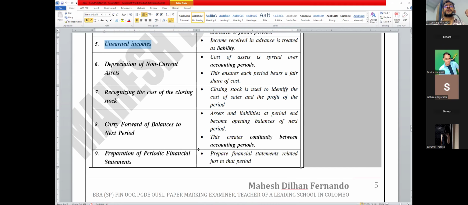Depreciation of non-current assets. This point was given as an example for going concern, and here also. Look at this. The cost of the asset is spread over accounting periods. Periodicity concept. This ensures each period bears a fair share of cost. Understood?